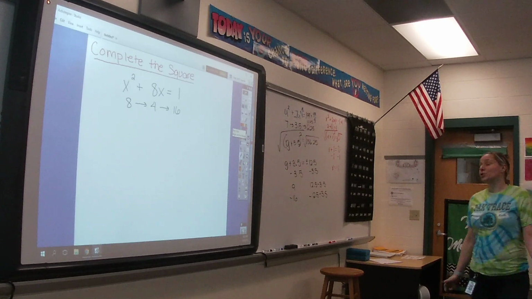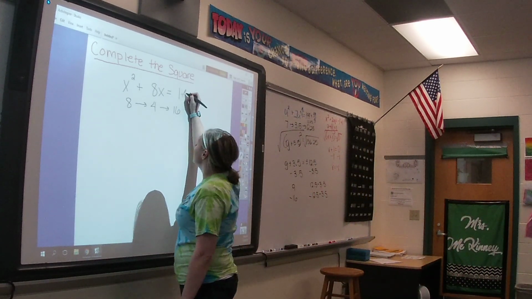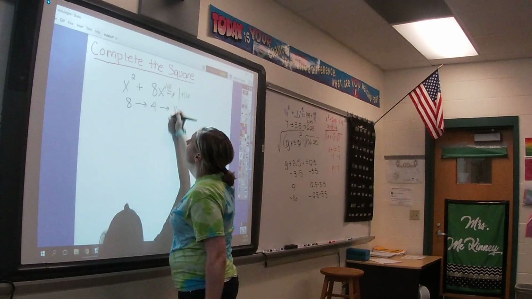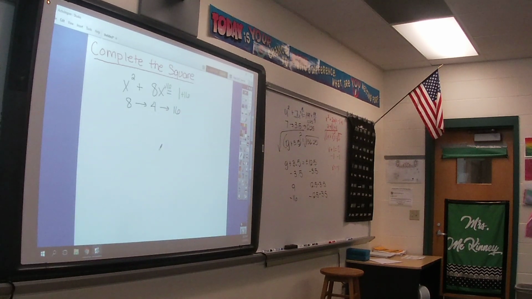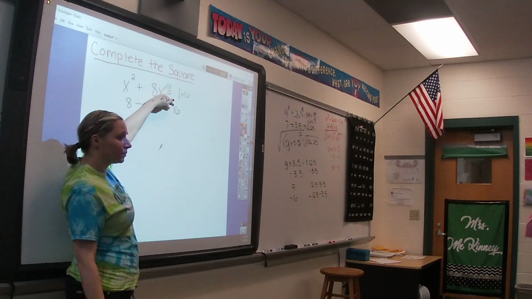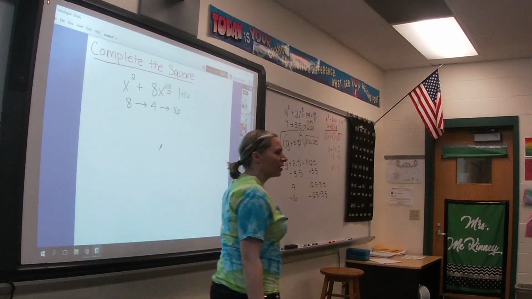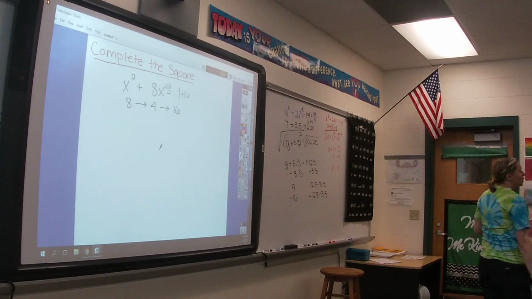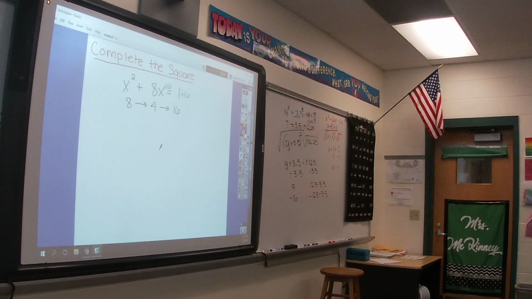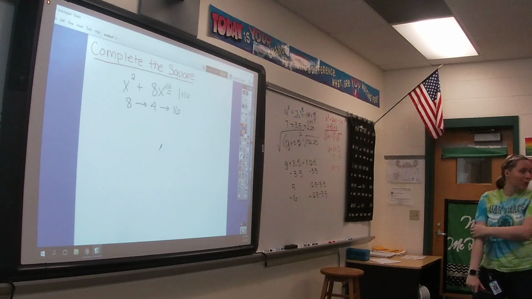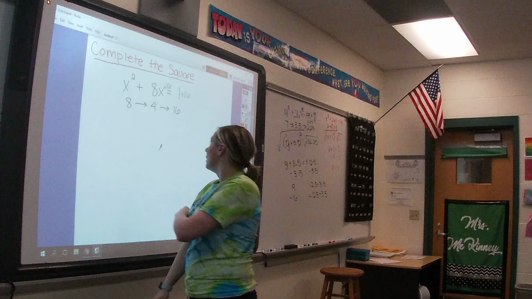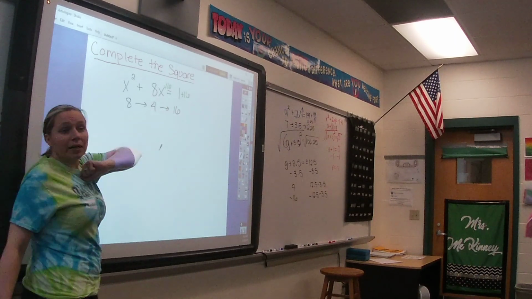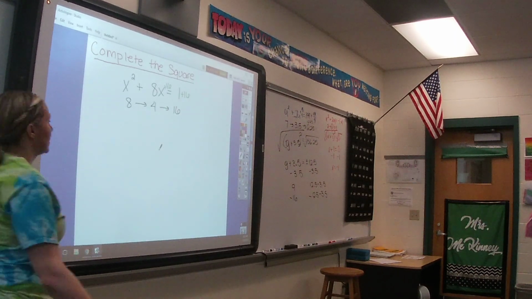What are we going to do with that 16? We are going to add it to each side. So we're going to add a 16 on the right, and we're going to add a 16 on the left, right? Because whatever we do to one side of an equation, we have to do to the other. How do we know that this is an equation? It has an equal sign. That's why we can use the word solve. We solve equations. We simplify expressions. So on the right-hand side, what is 1 plus 16? 17.